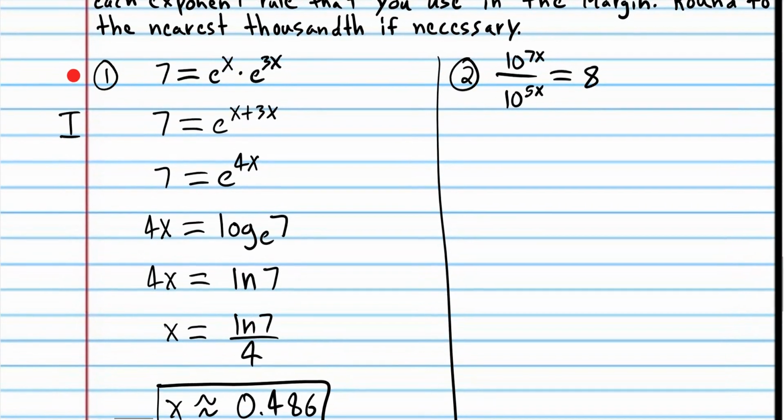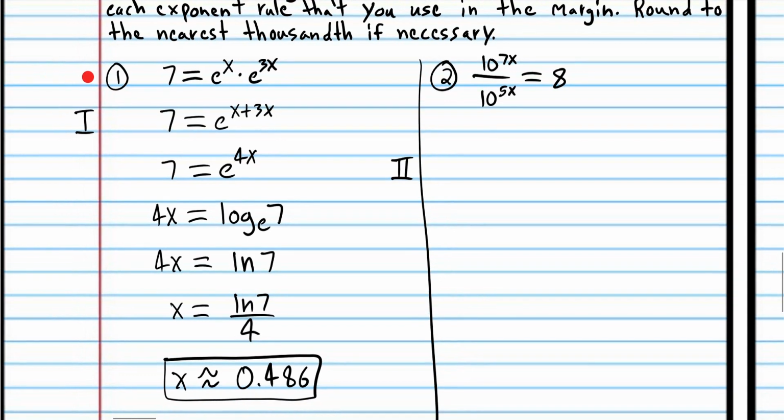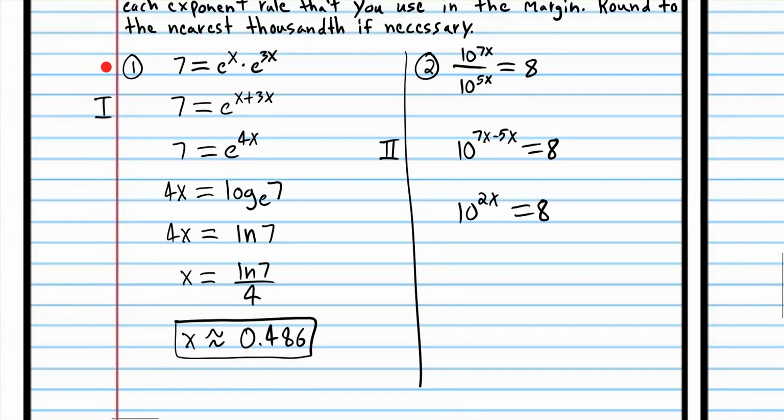So now we're going to use Roman numeral 2, exponent rule number 2, because we're dividing the powers. And if we divide powers, we subtract the exponents. So we have 10 to the 2x is equal to 8.